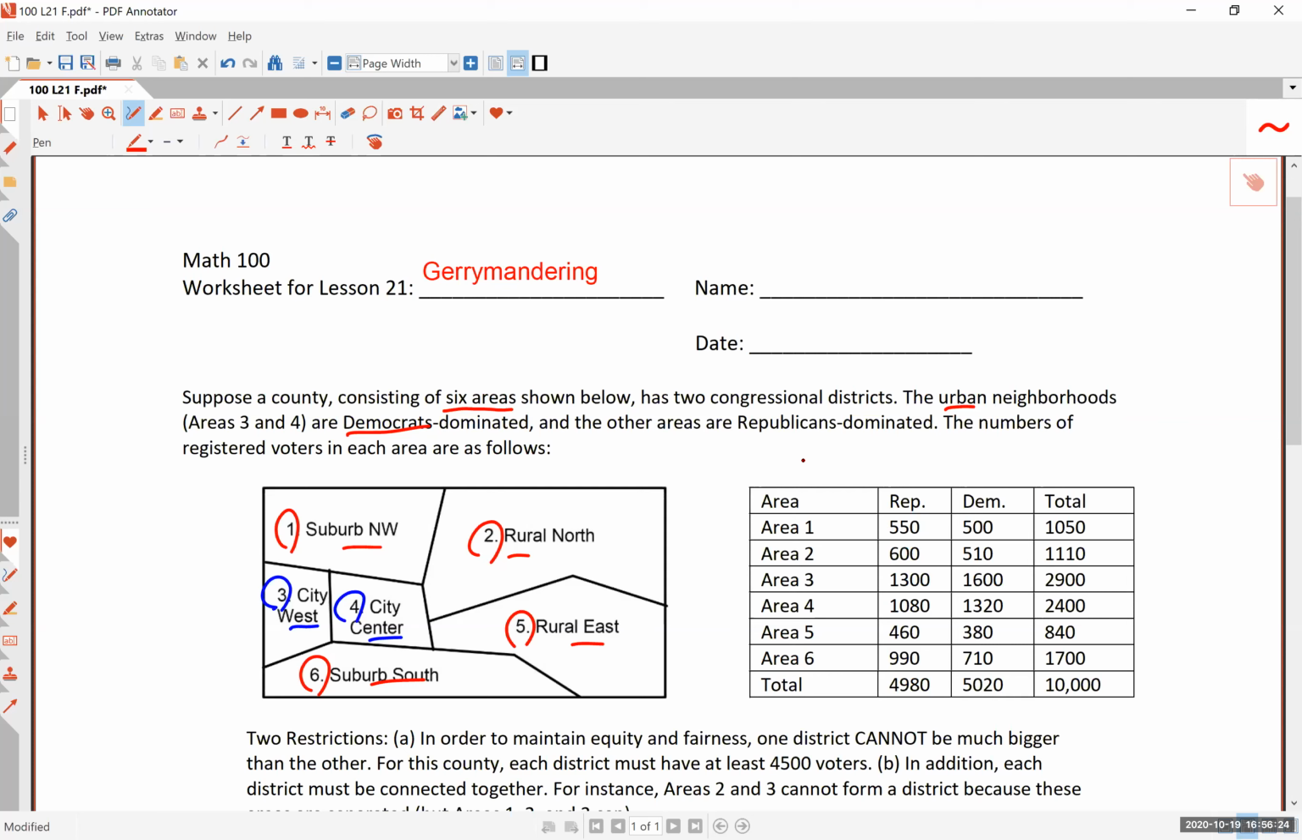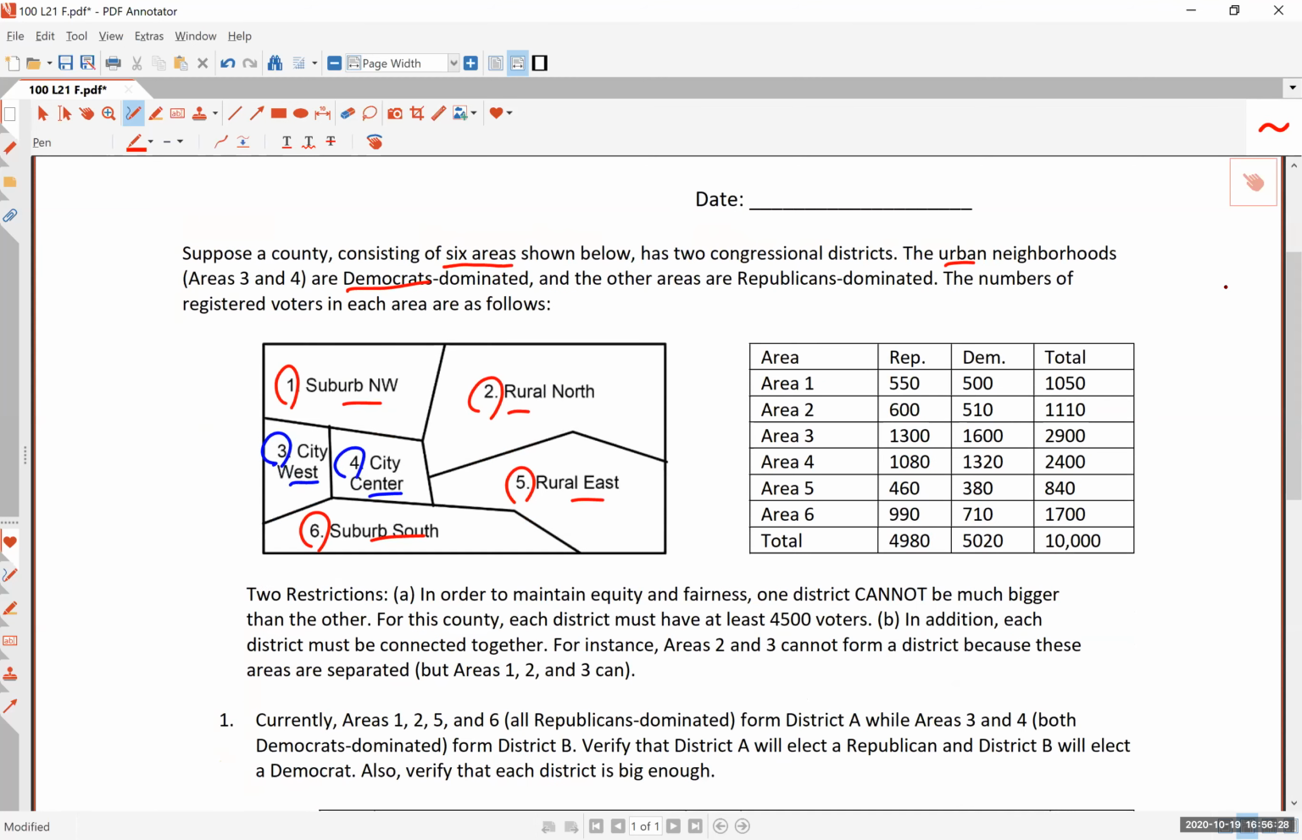All right, the numbers of registered voters in each area are as follows. So let's take a look at this. For instance, in area 1, you have 550 belonging to the red party and 500 belonging to the blue party, right? And altogether it's 1,500. But area 1 is dominated by the red party. And the same thing for area 2 and area 5 and area 6.